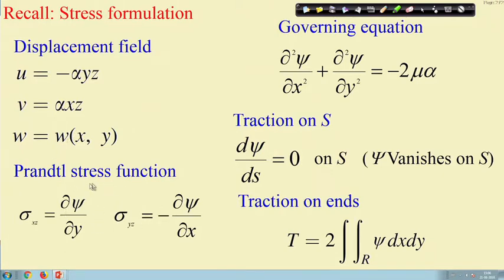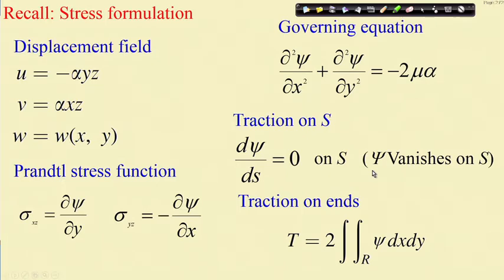And this is the stress function. We define the stress function as this, and then finally the governing equation for this is a Poisson's equation, which is this one. And this is important, the traction boundary condition on S. The direct interpretation of the traction boundary condition on S is del psi del s ds equal to 0. It tells you that psi has to be constant on the surface, and we can take that constant value as 0. So psi is vanishing on the surface, and this is the traction boundary condition on the ends. Now, if psi vanishes at the surface, then the other traction boundary condition, the stress free boundary condition, automatically vanishes on the surfaces.